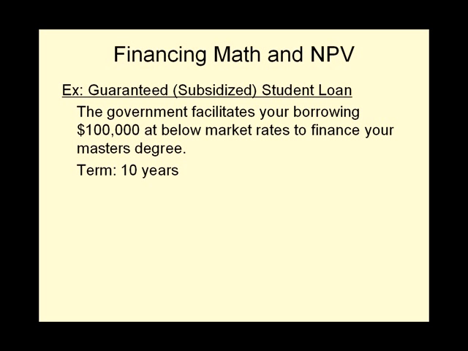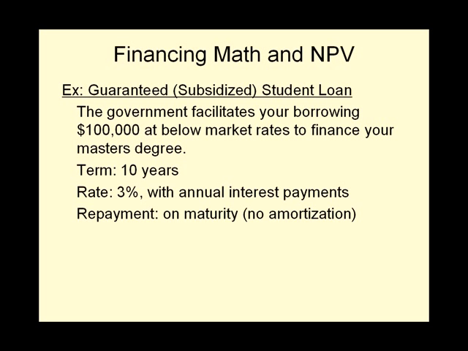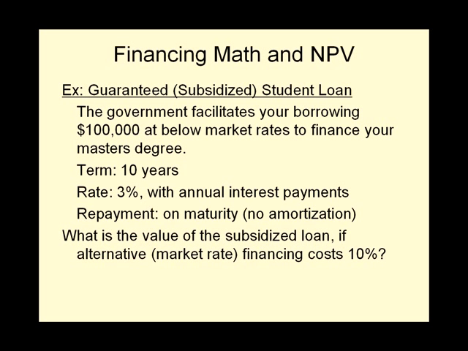In the example, the term of the loan is 10 years. The interest rate is 3% with annual interest payments, and the repayment is on maturity. That is, there's no amortization of the loan principal. So what is the value of the loan subsidy if the alternative or market interest rate is 10%?